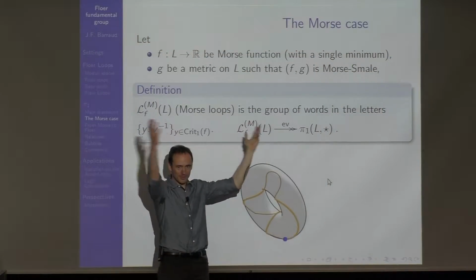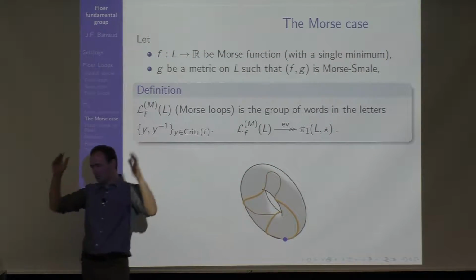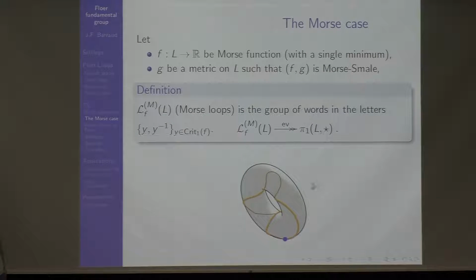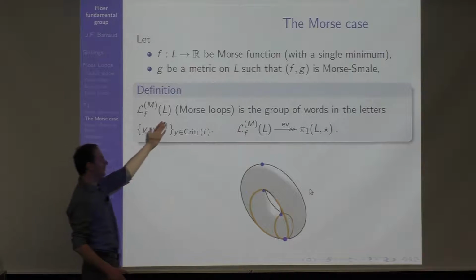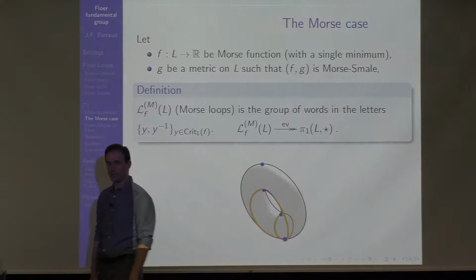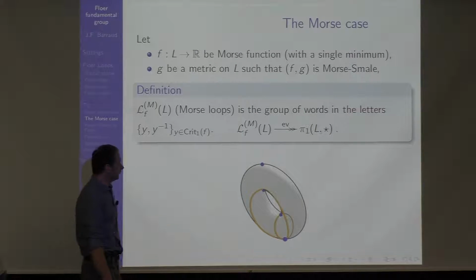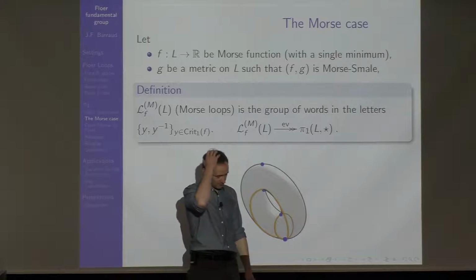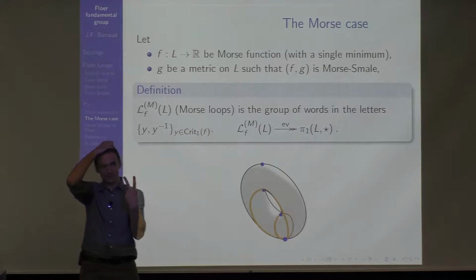You take any loop in the manifold, and you just push it down using the flow, and it will somehow hang at the index 1 critical point, and this gives you a homotopy between your initial loop and a Morse loop. Okay, so if we want to do that in Floer theory, there are two things you need to understand.